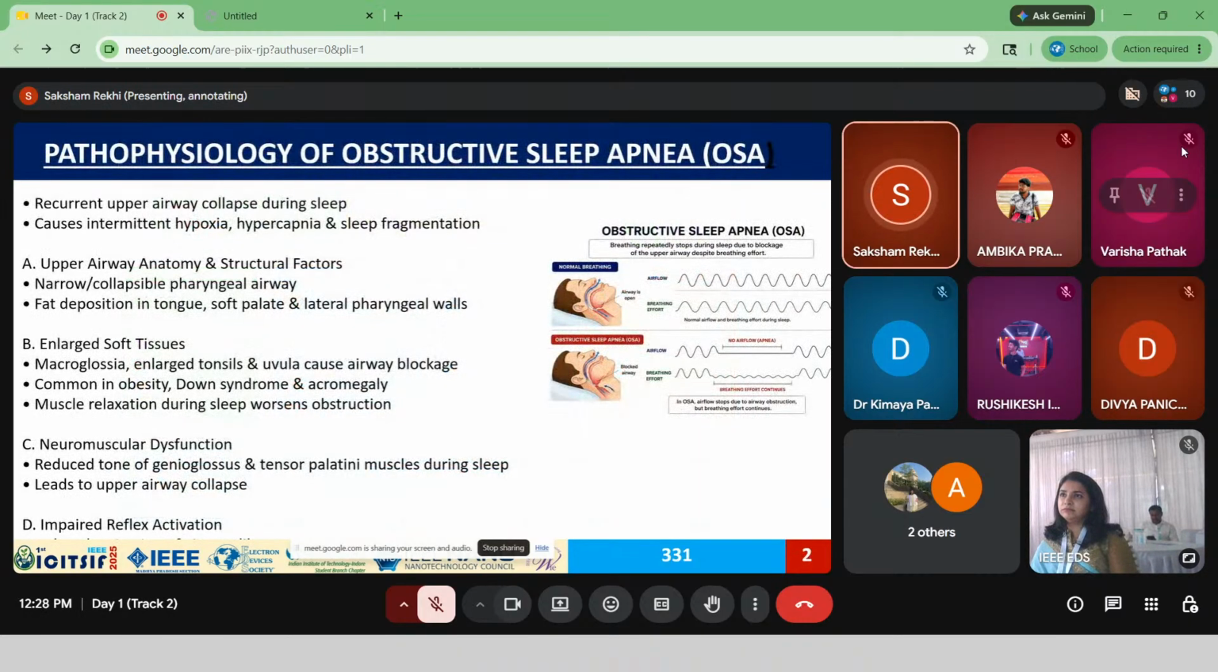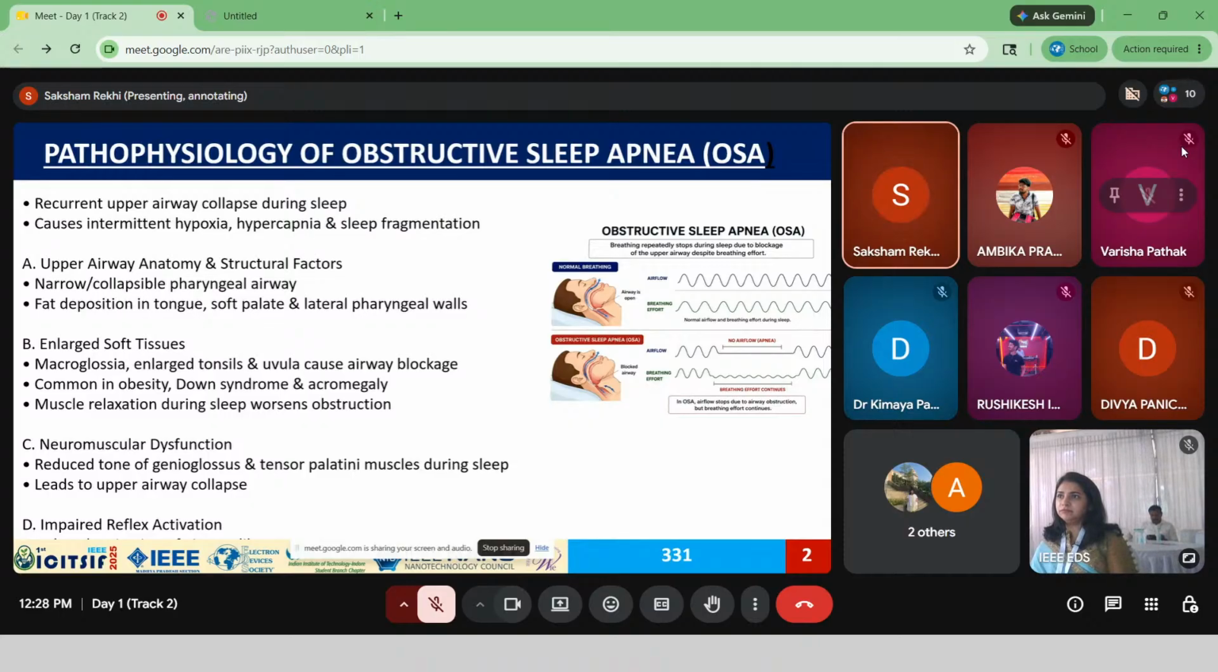Pathophysiology of obstructive sleep apnea. Recurrent upper airway collapse during sleep causes intermittent hypoxia, hypercapnia, and sleep fragmentation. It includes various factors like upper airway anatomy and structural factors, which include a narrow or collapsible pharyngeal airway, and fat deposition in the tongue, soft palate, and lateral pharyngeal walls.